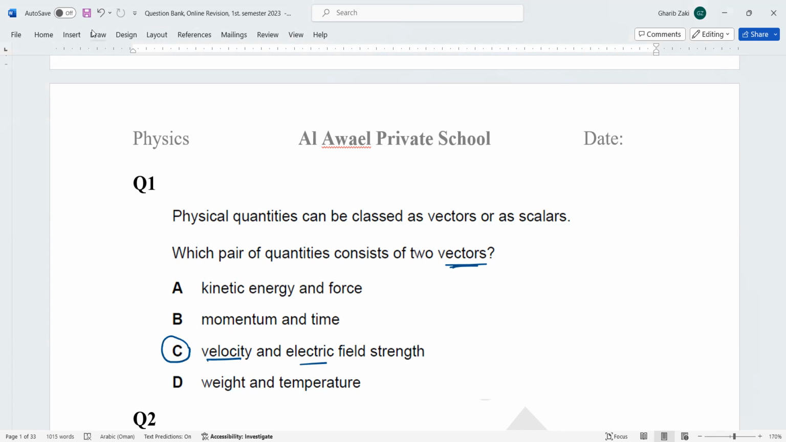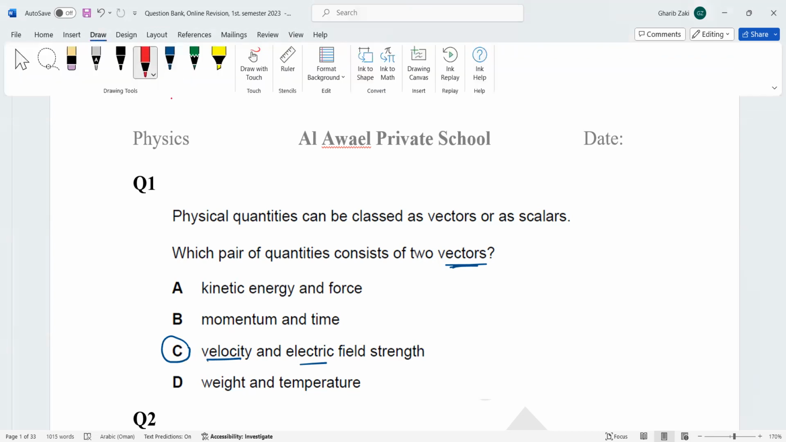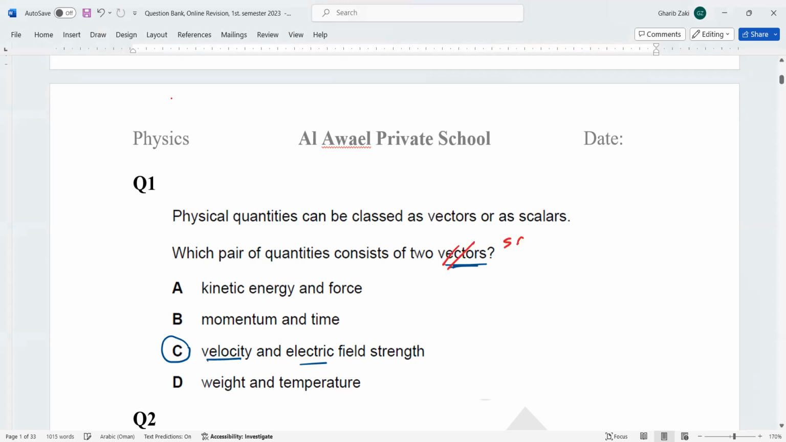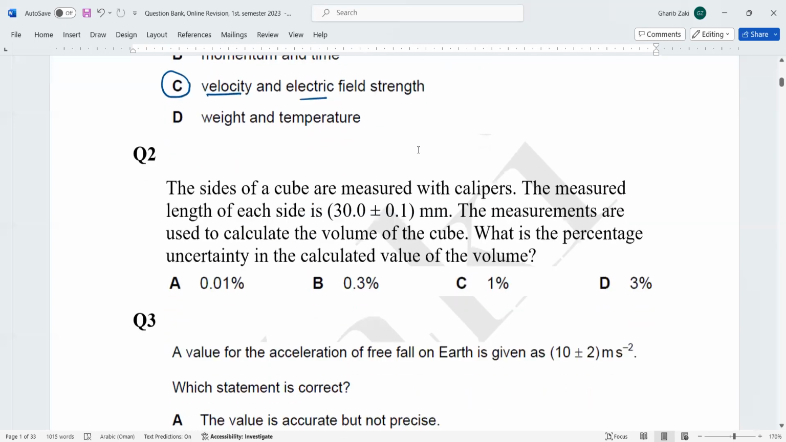Now, if the question is that two scalars, if they are two scalars, then you think of that. Which pair of quantities consists of two scalars? Now you have to think of this. Next question, question number 2.